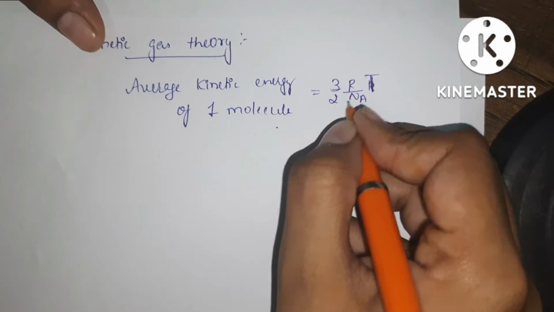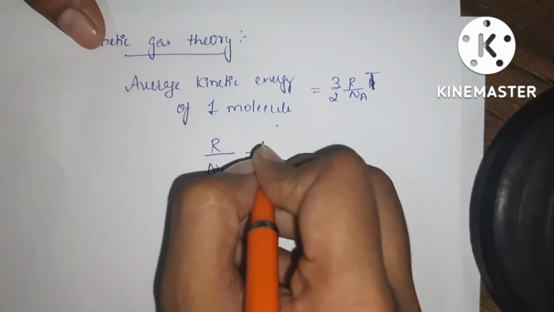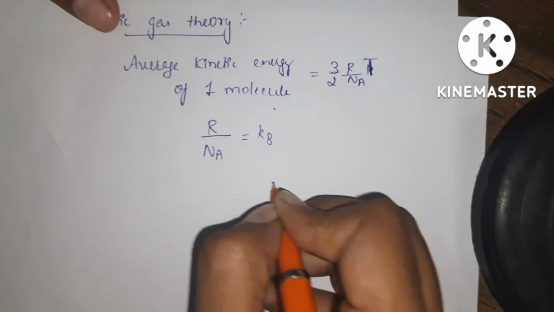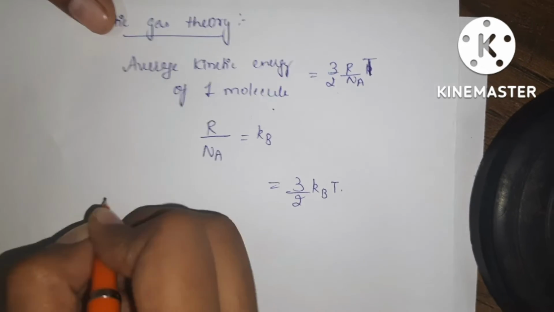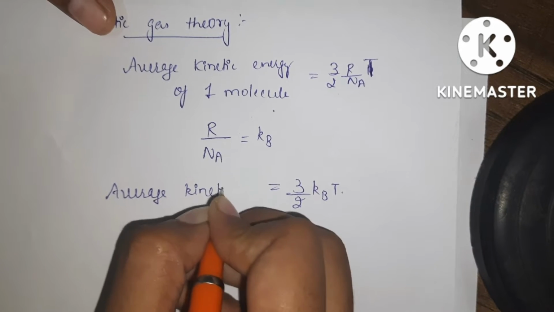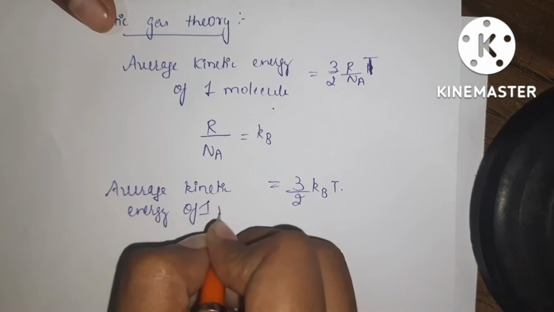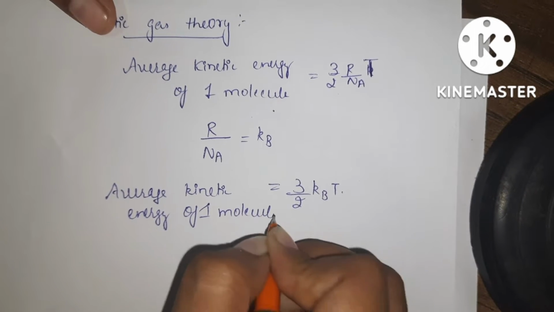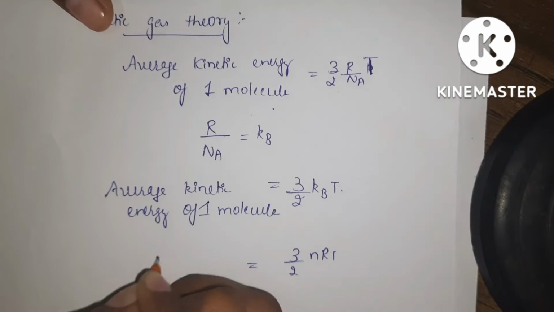And if I replace this R by Na with Kb, then the equation is 3 by 2 Kb into T, the average kinetic energy of one molecule. For one mole of gas, it is 3 by 2 nRT.